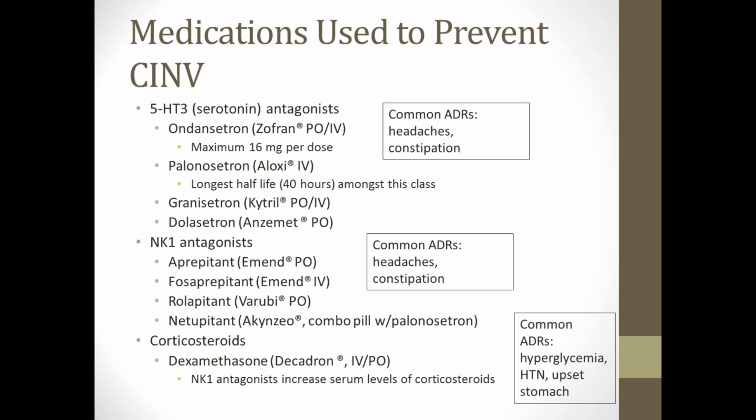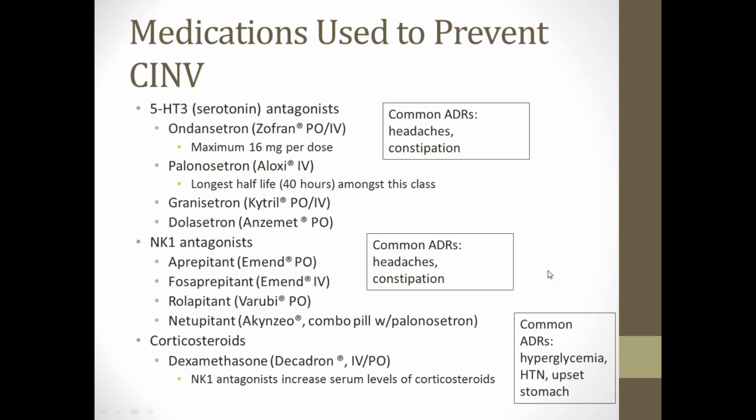Here I've listed all of the available presentations of that drug class. You have ondansetron or Zofran, and that's available as IV or PO. The maximum dose is 16 milligrams as a single dose. The next one is palonosetron or Aloxi, which is only available as an IV formulation.